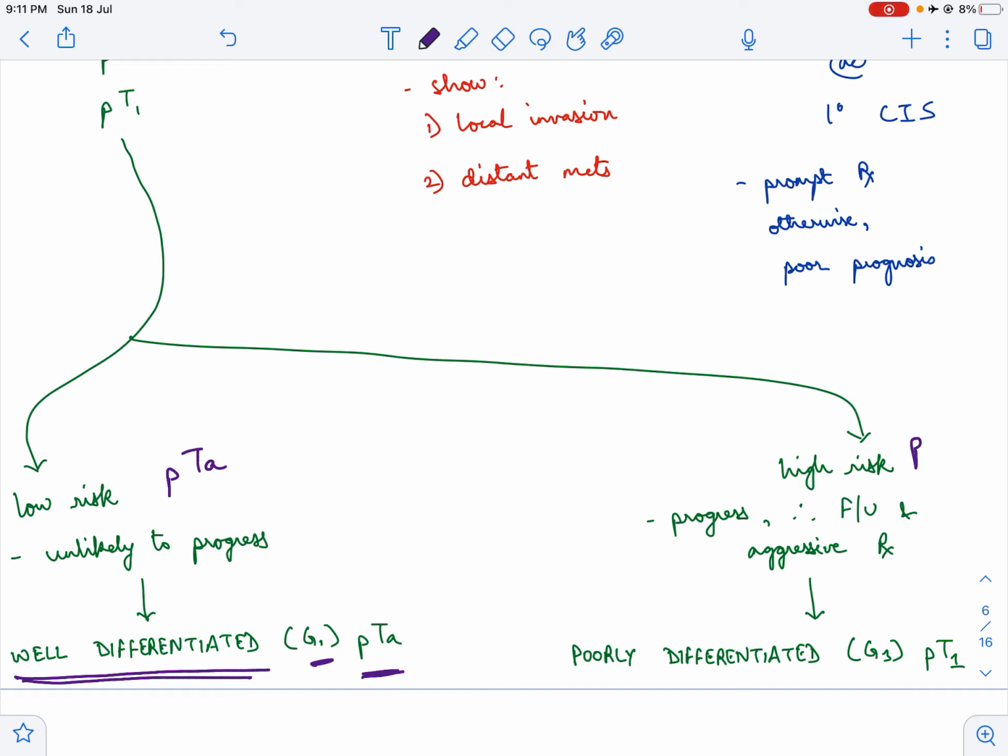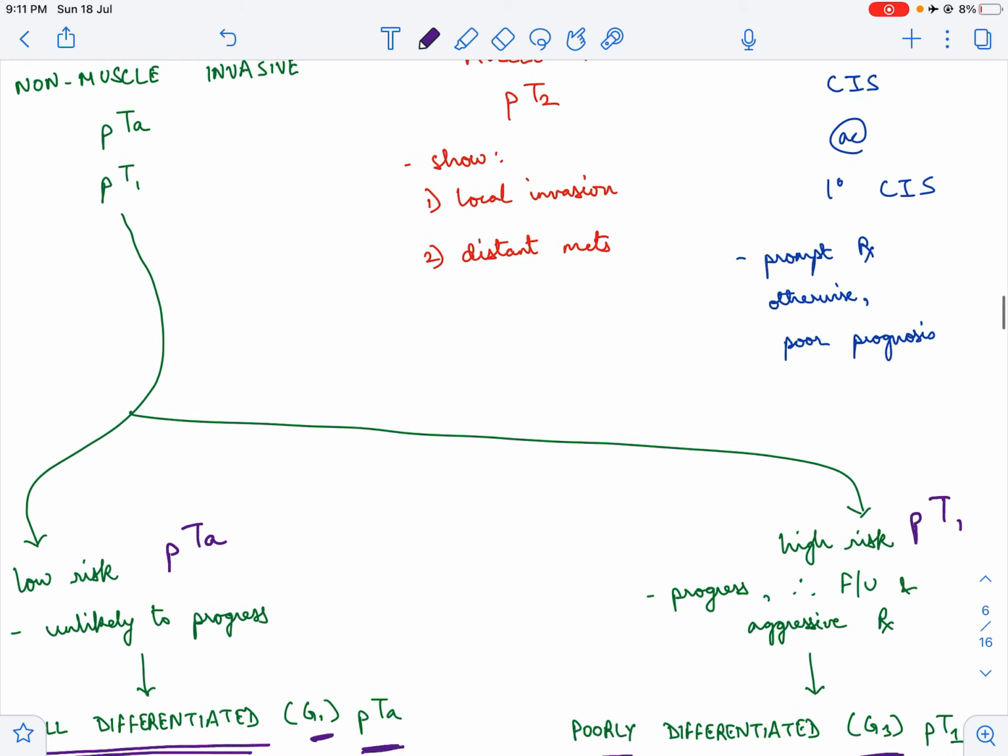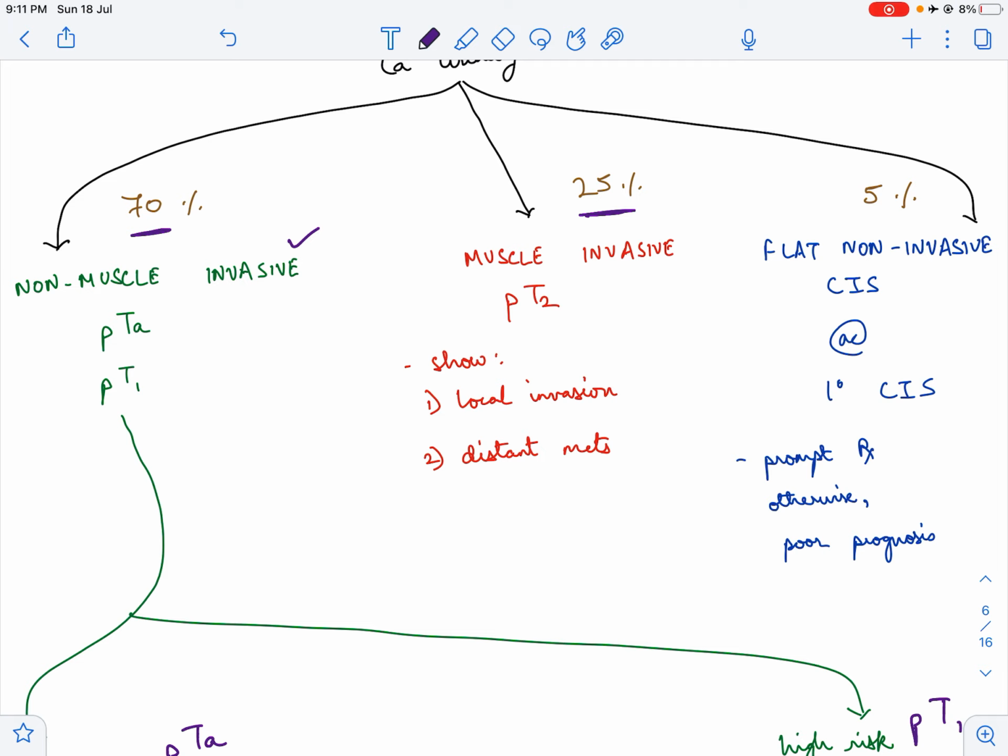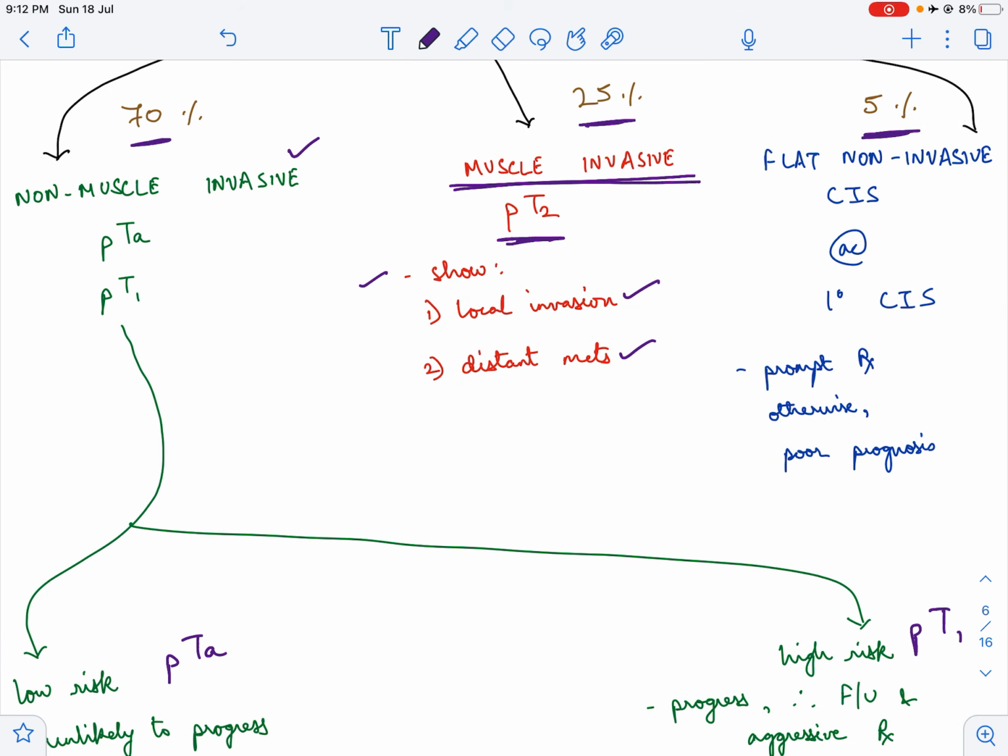High risk is PT1. These are poorly differentiated, that is grade 3, G3. These progress very quickly and they have a higher proclivity to progress. This is why we require follow-up and aggressive treatment. The second most common carcinoma is the muscle invasive, which is also called PT2. This shows local invasion and distant mets. The least common is a subtype called flat non-invasive carcinoma in situ, which is also called primary carcinoma in situ. This requires prompt treatment, otherwise it has a poor prognosis.